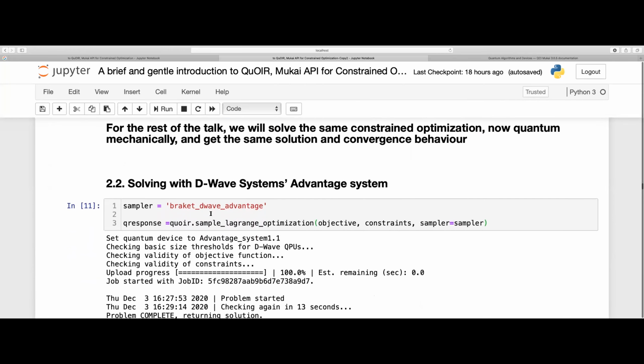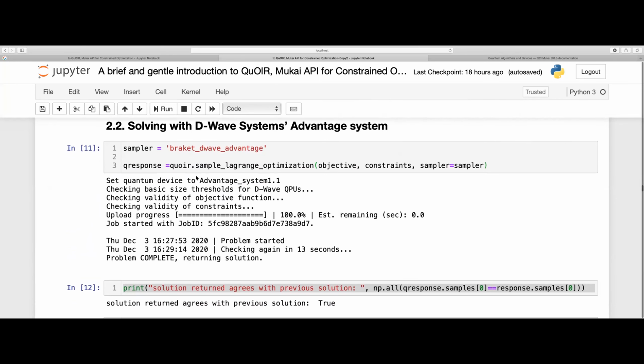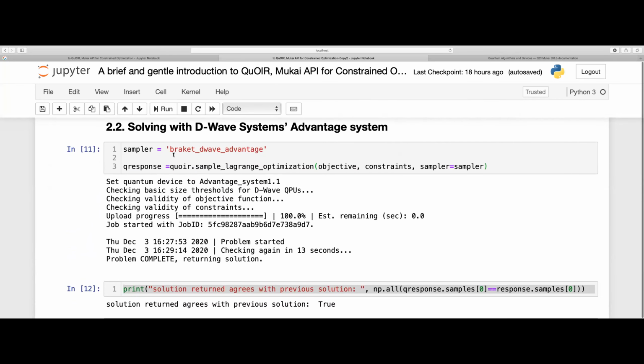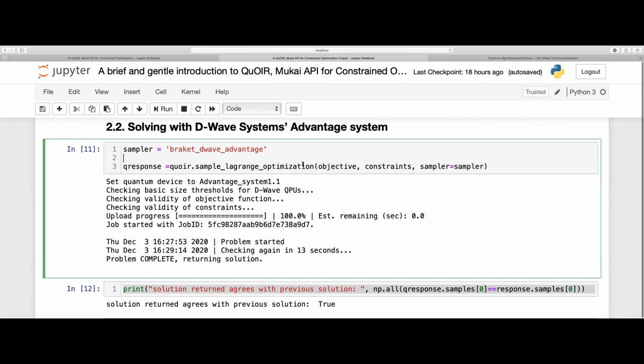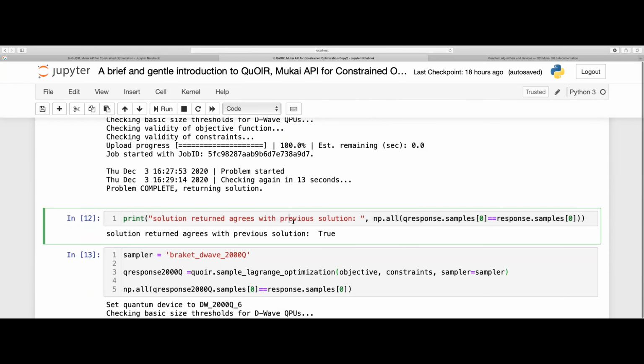Okay, so I'll start with D-Wave. For D-Wave, I have the option between Braket Advantage and Braket 2000Q. I'll start with the Braket Advantage. And the way I do this is exactly the same as before. So I'm calling the same function here with the exception of the new parameter I'm introducing here, which is sampler. So I set sampler to my Braket D-Wave Advantage and let this run. And I get the same solution as before. This is me checking against the solution I obtained using QCI QBSolve.